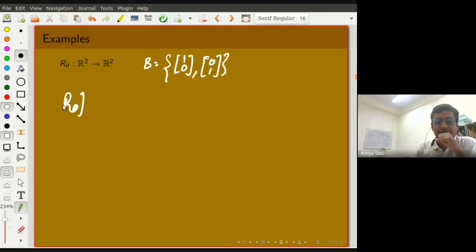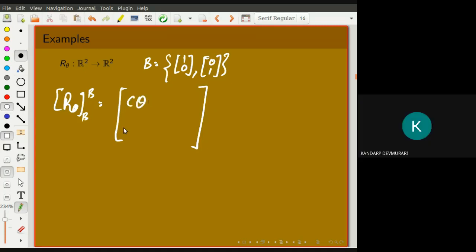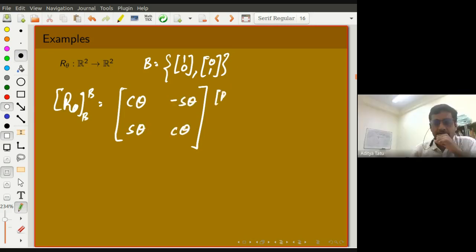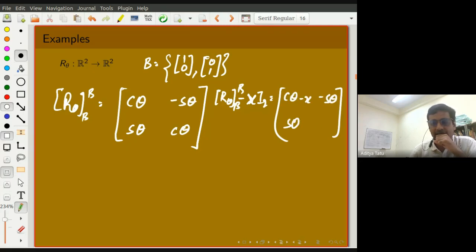And R theta in this space is what would it be? We already did this: cos theta, sin theta, minus sin theta, cos theta. Then R theta in basis beta minus x times the identity I2. What would be the matrix? Cos theta minus x, minus sin theta, sin theta, cos theta minus x. What is the determinant?